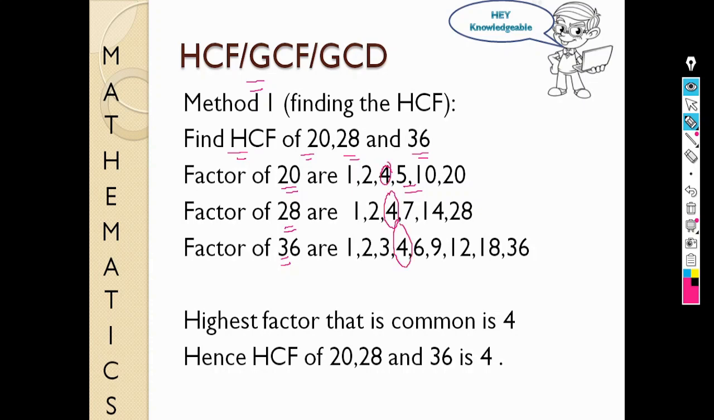So any number which is greater than 4 is not common to them. Take 5, 10, 20, anything, that is not common to them. So we can tell that the highest factor that is common is 4. So we can say HCF of 20, 28 and 36 is 4.